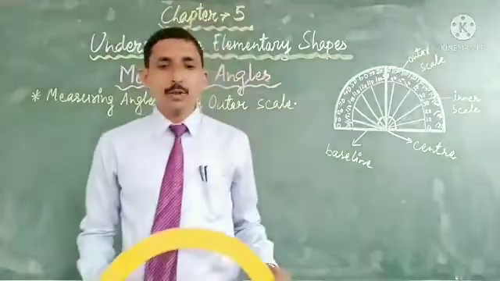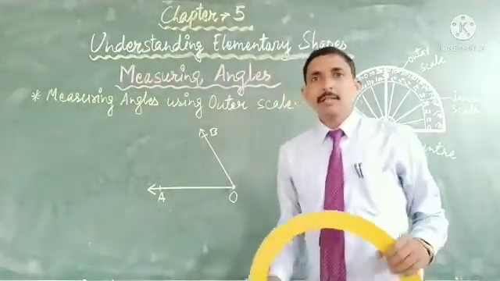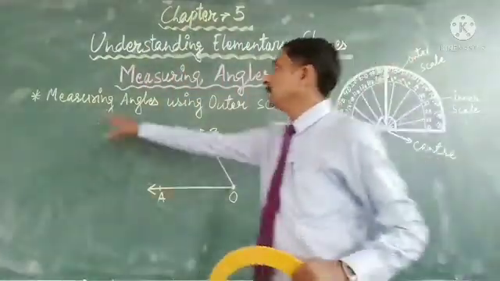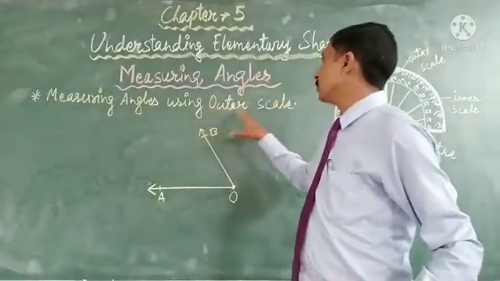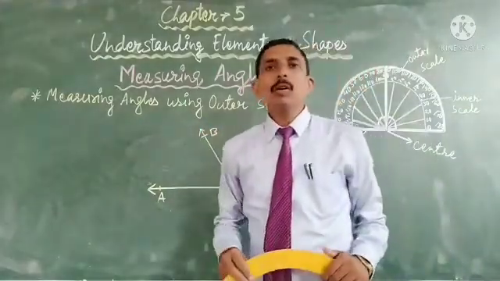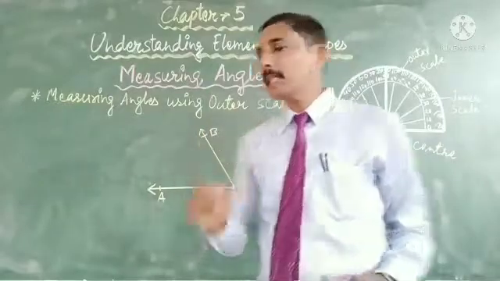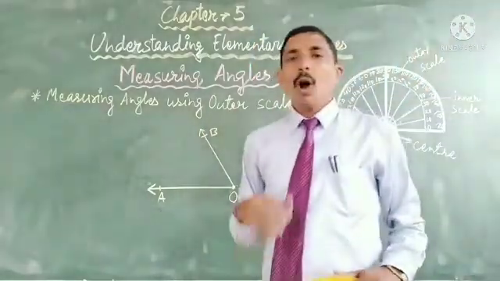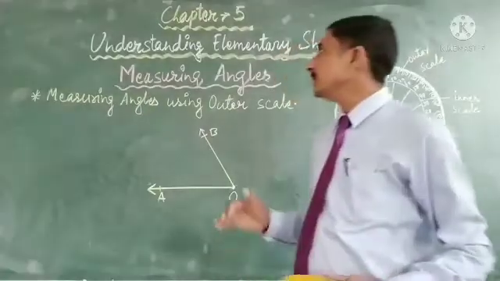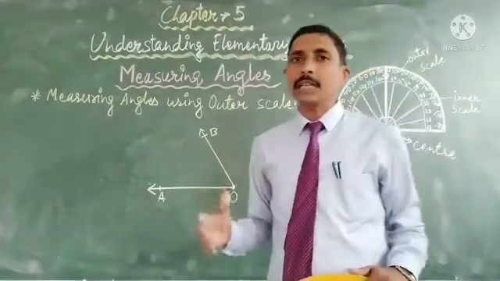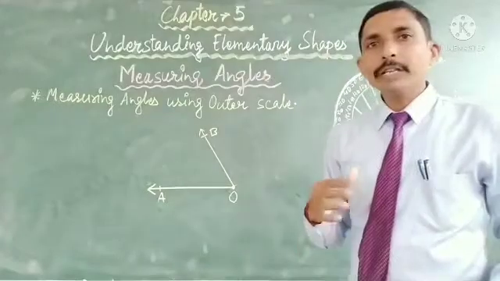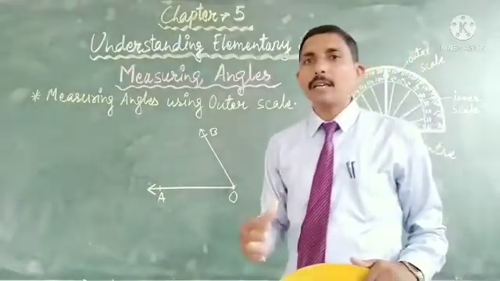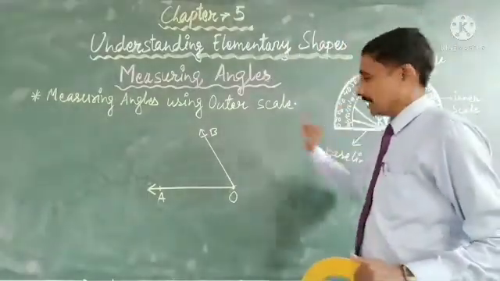Okay, now my dear students, next we are going to learn measuring angles using the outer scale. We all know that a protractor has two scales, the inner scale and the outer scale. Already we have learned how to measure angles using the inner scale. Now we are going to learn how to measure angles using the outer scale.